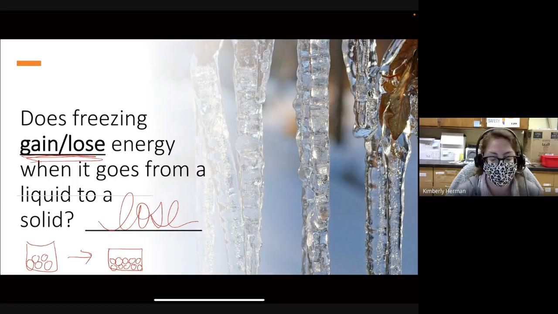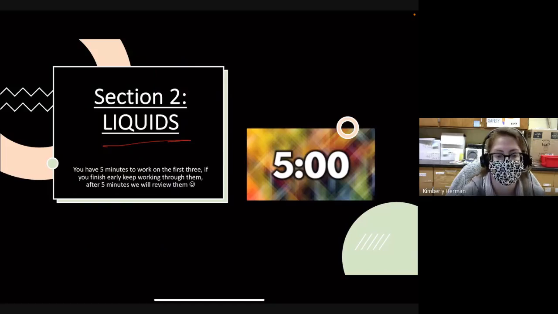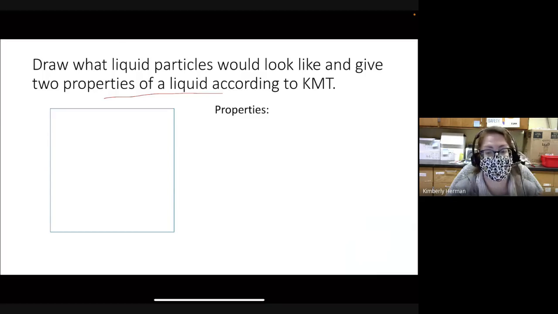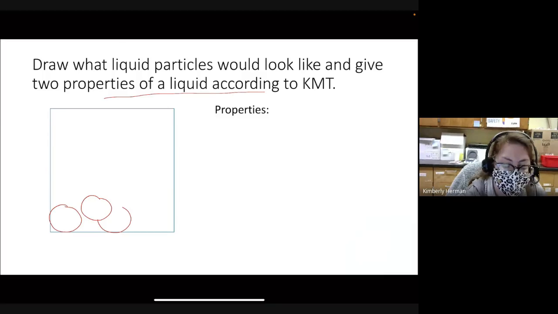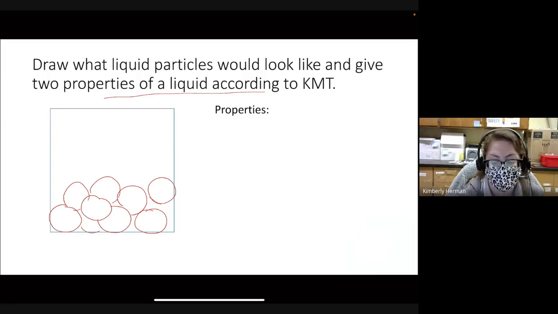Okay, section number 2, moving on, we're now going to talk about liquids. So draw what liquid particles would look like and give two properties of a liquid according to that kinetic molecular theory. So if we're drawing our liquid particles, we're going to draw them on the bottom. They are more spread out than our solid, and they have the ability to slide past one another. So I'm going to kind of try to draw it like it's 3D going in with one another, and then you can see them all around our shape.